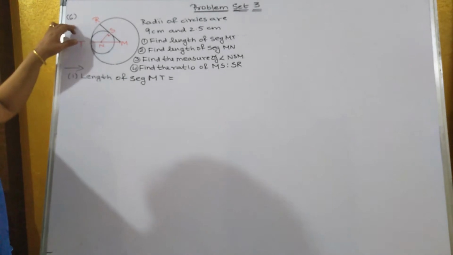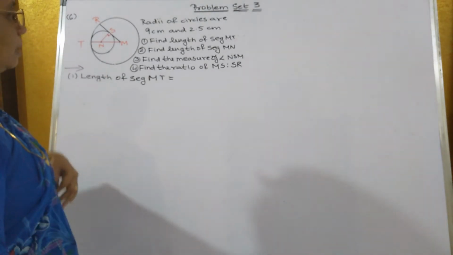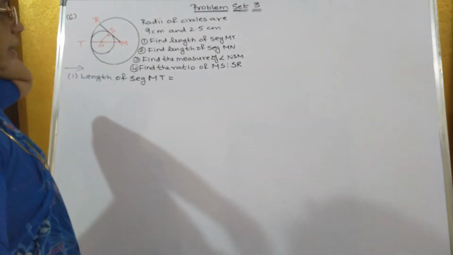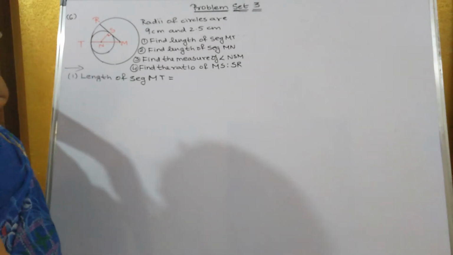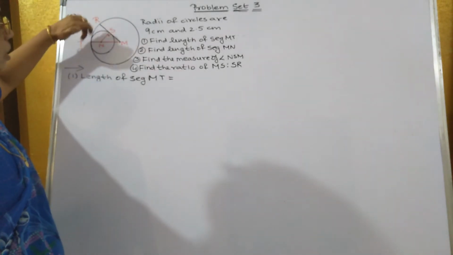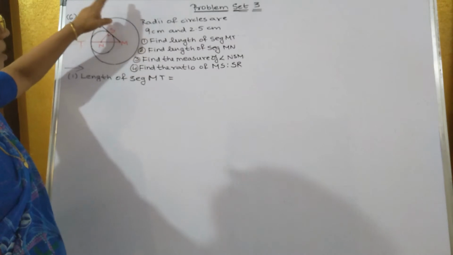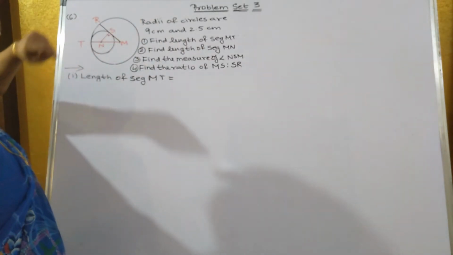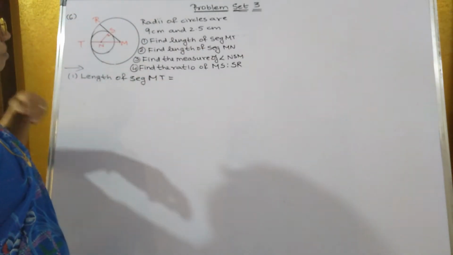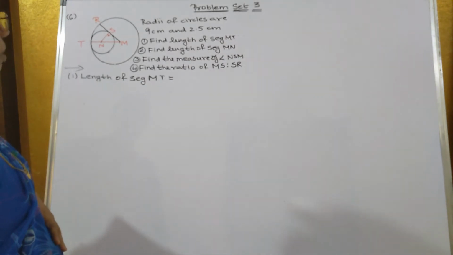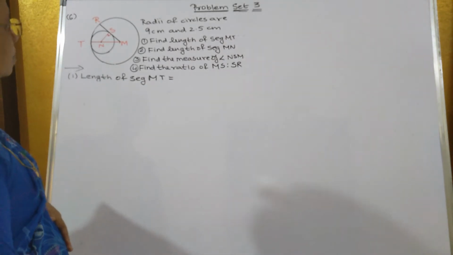Now sixth sum of problem set 3. They have given the radii of the circles: 9 centimeter and 2.5 centimeter. So there are two circles. The radius of the bigger circle is 9 centimeter, and the radius of the smaller circle is 2.5 centimeter. We have to find out the length of segment MT.